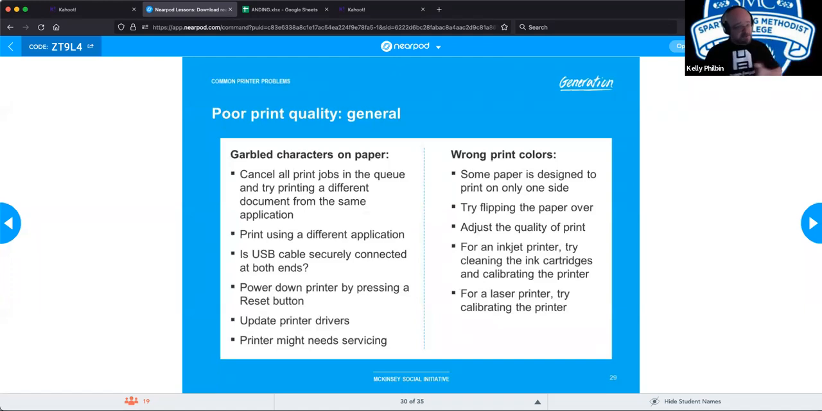That means it's able to print, but it's not able to translate what the computer is sending it. So it needs an updated driver so that they can be talking the same language and print out what it is you've sent. So garbled text or random symbols means you need to update your drivers. That is the answer. Doesn't matter how many different ways we try to ask that question, that's the answer.